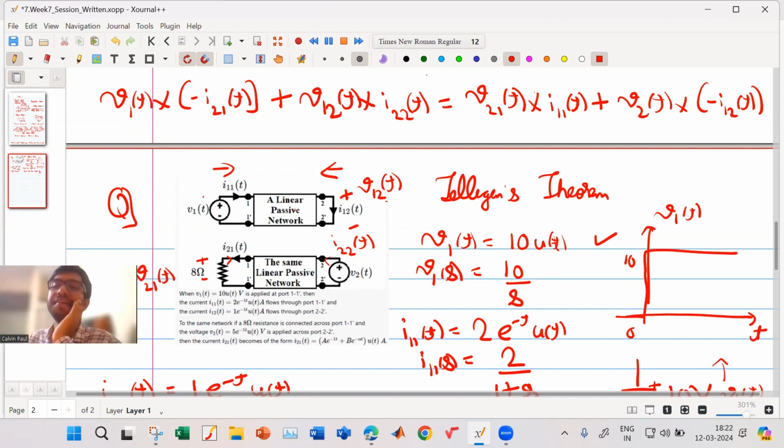Sir, current entering means positive. Yeah, if current is entering, it is positive. Over here, it is going out, so that's why I made it negative. So V1 of t into minus I21 of t plus V12 of t into I22 of t, that is this current, is equal to V21 of t.